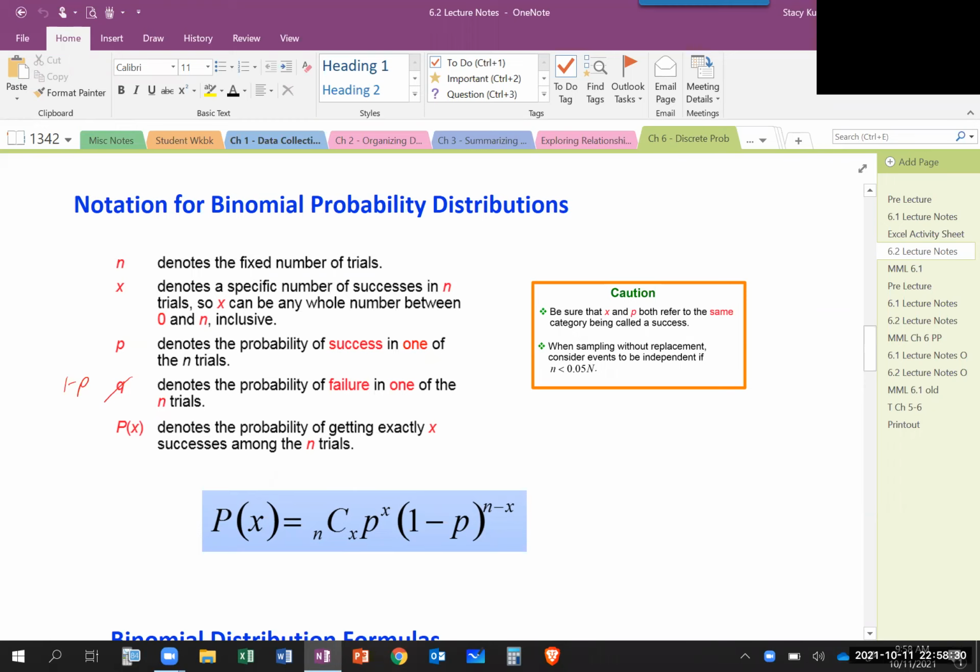And then we want to keep in mind that capital P of X is our probability of that success, right? The probability of getting exactly X successes in n trials. So it's the probability of success for whatever we're looking at. Probability of getting exactly X successes, I should say.